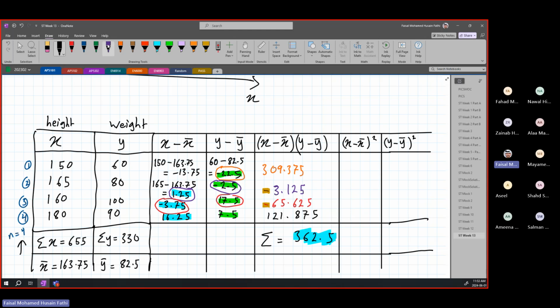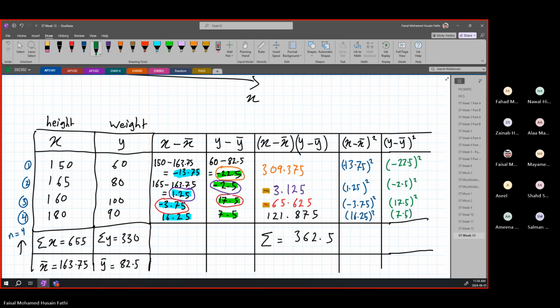So this value over here, for example, let me keep the highlight. This value over here, you're going to be taking it and squaring it. So it's 13.75 squared. Same thing for the next one, which is 1.25 squared. Next one is minus 3.75 squared. And last one is 16.25 squared. Again, you're going to be doing the same for the y minus y bar. So it's minus 22.5 squared, minus 2.5 squared, 17.5 squared, and 7.5 squared.